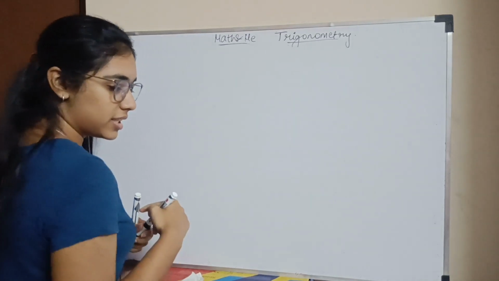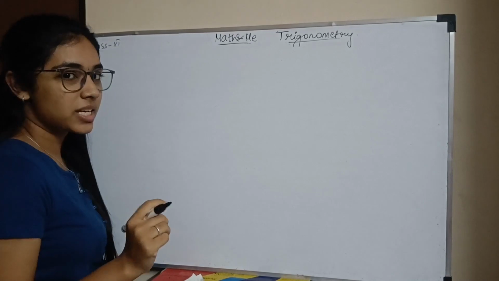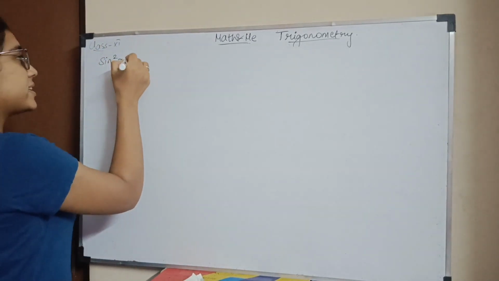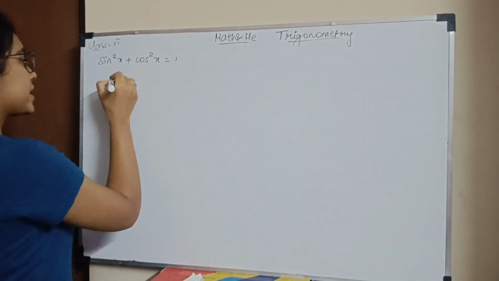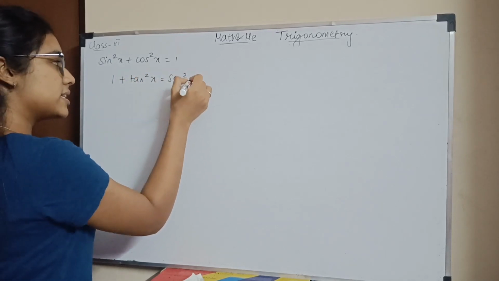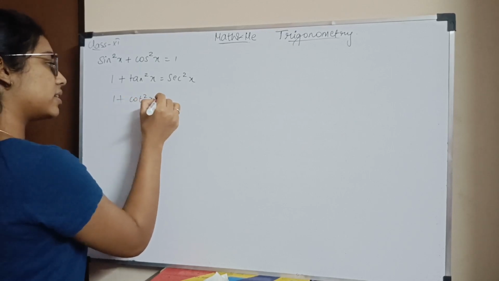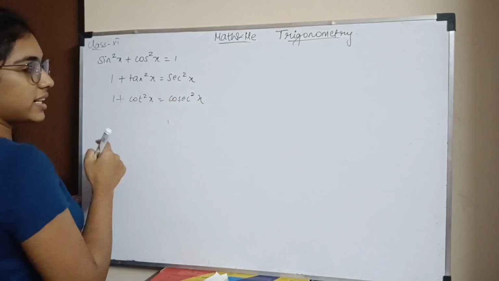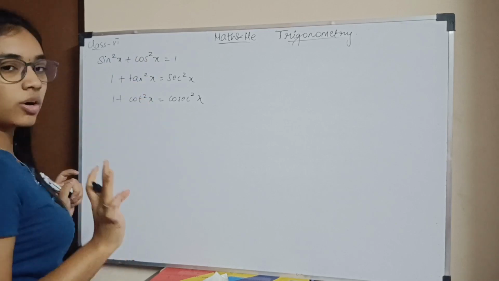This is the second part of the trigonometry. This is a set of basic formulas. What do you have? You have sin square x plus cos square x equal to 1. This is a relation. Then you have 1 plus tan square x equals secant square x, and I have 1 plus cot square x equals cosecant square x. Secant and cosecant both come on the right side, tan and cot on the left side. Always remember that. Always remember these three relations.